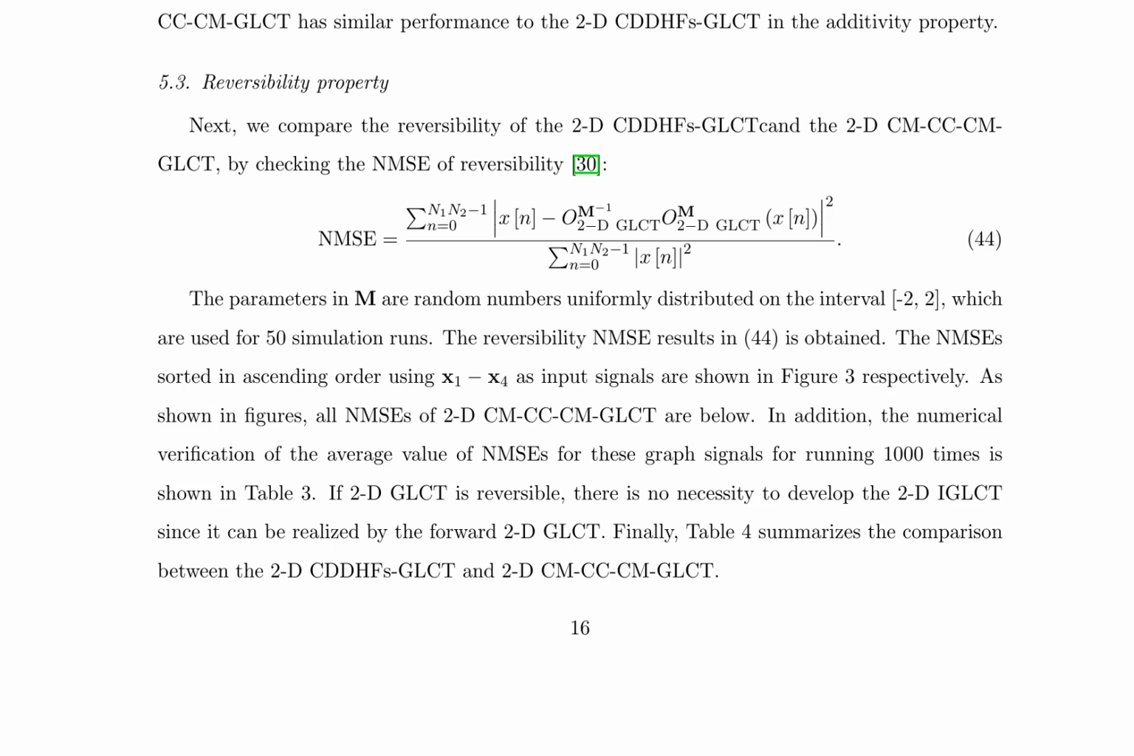The investigation of the reversibility property, which measures how accurately the original signal can be recovered from its transformed version, follows. The NMSE for reversibility is calculated, revealing that the 2D CM-CC-CM-GLCT outperforms the 2D CDDHFs-GLCT in this regard. The authors summarize their findings in Table 4, comparing the two transforms across various properties such as additivity, reversibility, and computational complexity. This research contributes to the development of more efficient and accurate graph signal processing techniques.